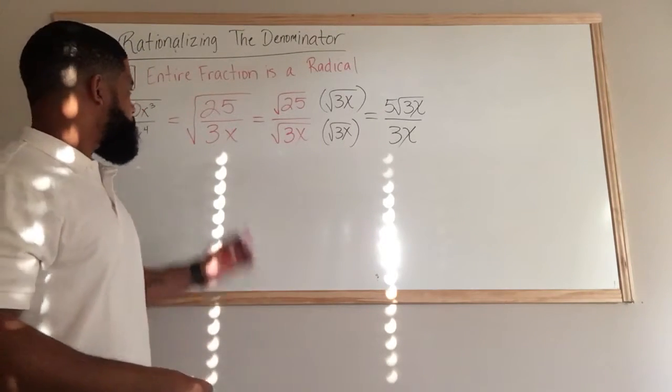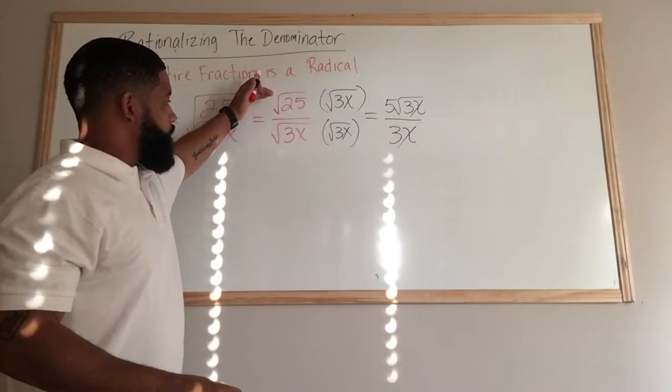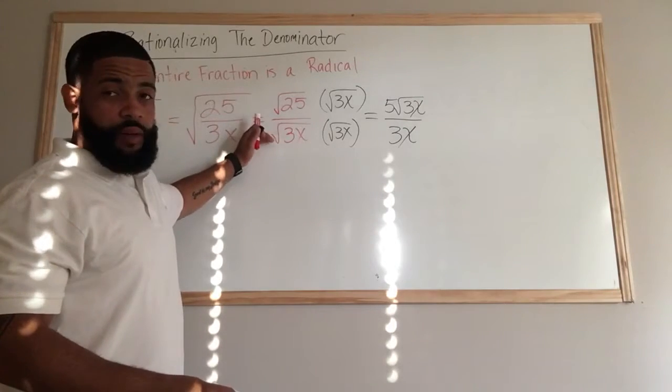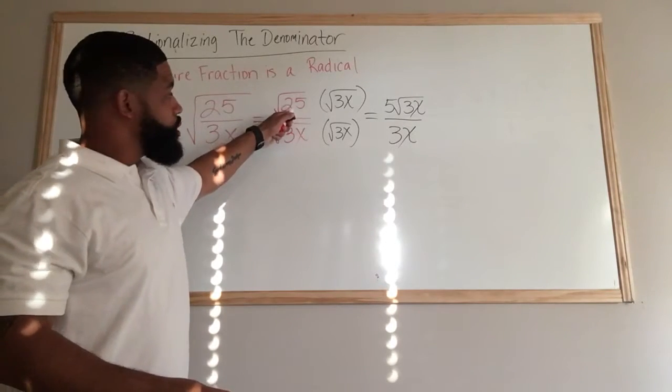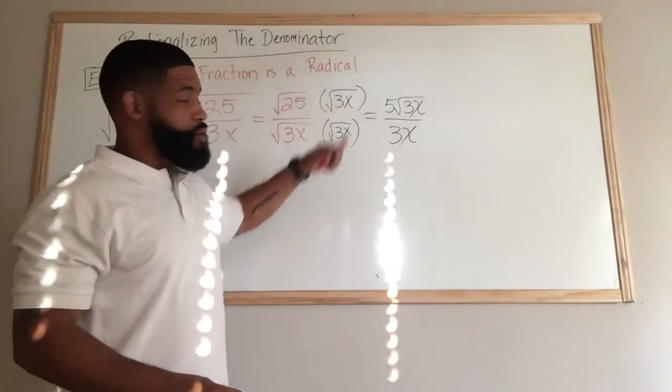Once again, as you can see, we simplified the fraction and then we changed it into a radical in the numerator and the denominator. Since 25 is a perfect square number, that's where we get this 5. And then we multiplied that by the square root of 3x.